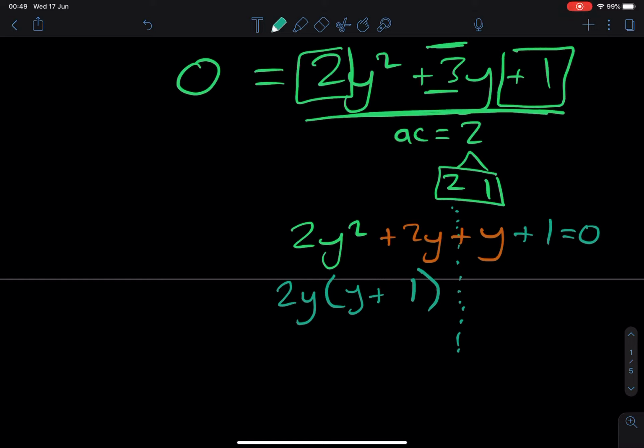Some people just think, oh, 2y is already there, I don't multiply by anything else. If that is the case, then essentially you're multiplying by 0, which would mean that there is no 2y here. Multiplying by 0 means 0.